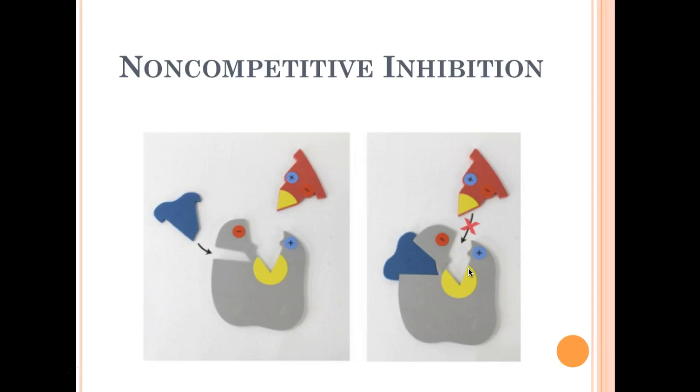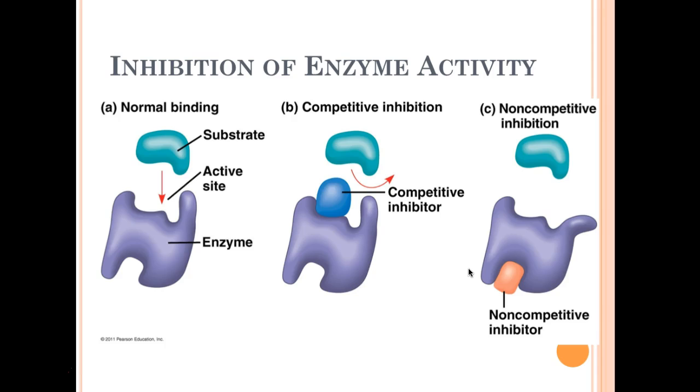So yeah, the active site of the enzyme and anywhere else where something's going to bind that changes the shape of that enzyme is the allosteric site, A-L-L-O-S-T-E-R-I-C. So here you can see examples of both competitive and non-competitive inhibition.